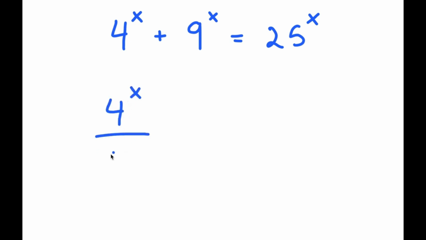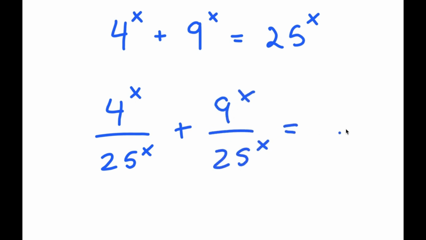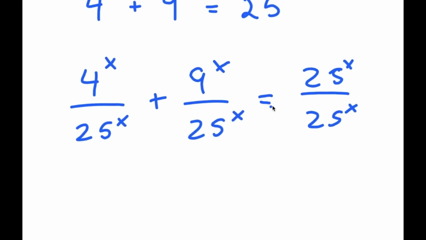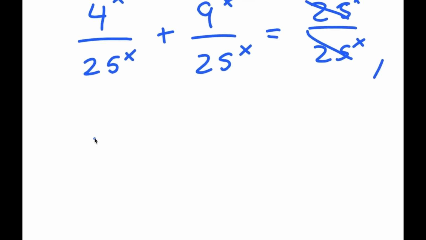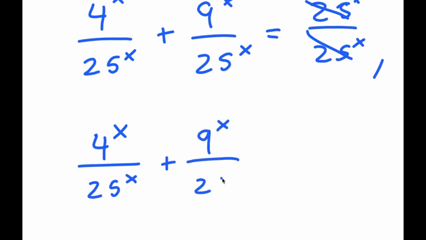So I get 4 to the power of x divided by 25 to the power of x plus 9 to the power of x divided by 25 to the power of x is equal to 25 to the power of x divided by 25 to the power of x. Now the 25 and 25 cancel out for 1, so now I have 4 to the power of x over 25 to the power of x plus 9 to the power of x over 25 to the power of x is equal to 1.